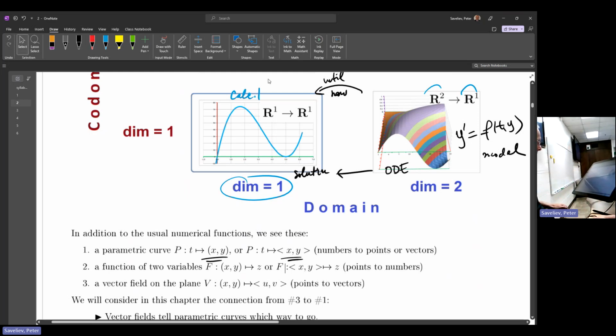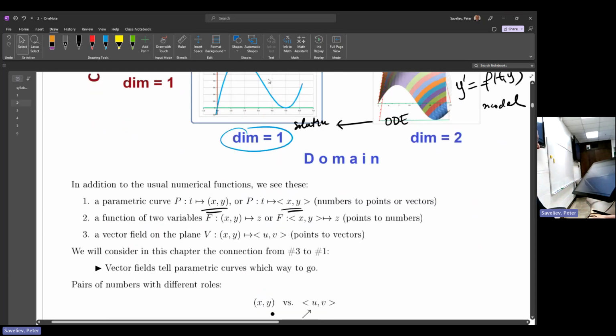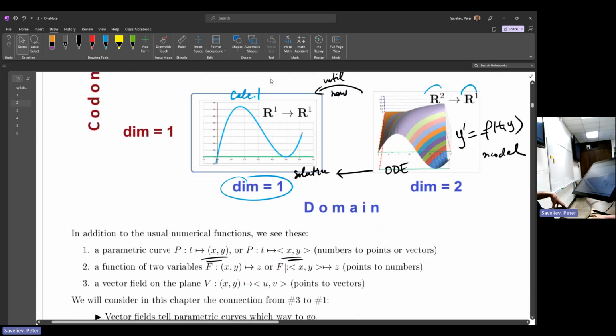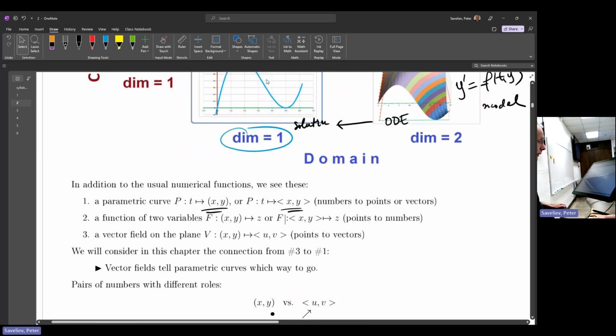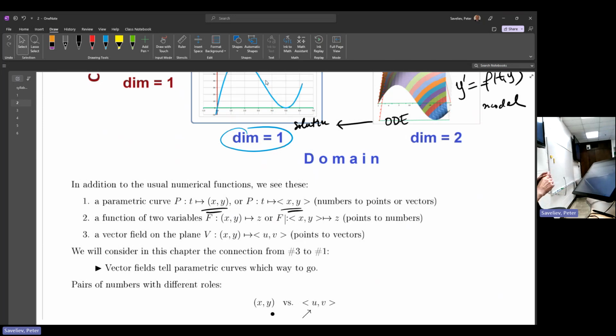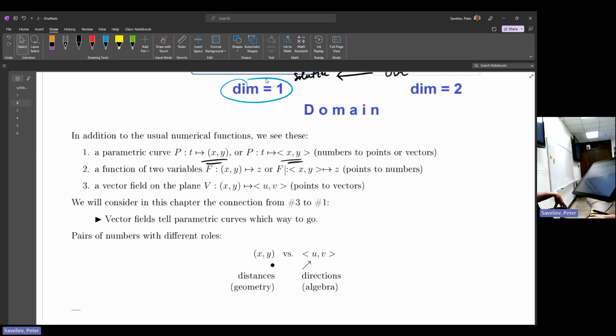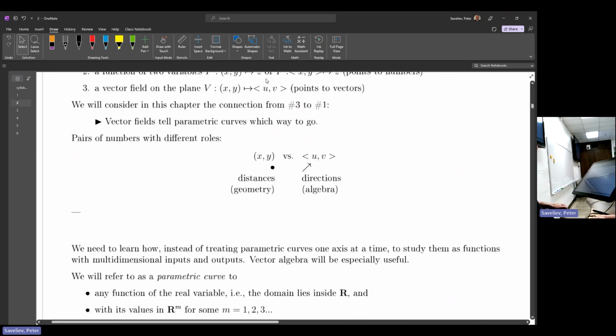Same with velocities. Okay, so vector fields, that's the top right, which is what we're going to start dealing with, tell parametric curves which way to go. So remember in the past we had a slope field, quite a while ago by now, which would tell us where the curve is supposed to go. So this is very similar, except the time variable is hidden. Okay, so either we concentrate on distances and locations, the geometry, or we concentrate on directions, in which case we're going to be doing algebra.